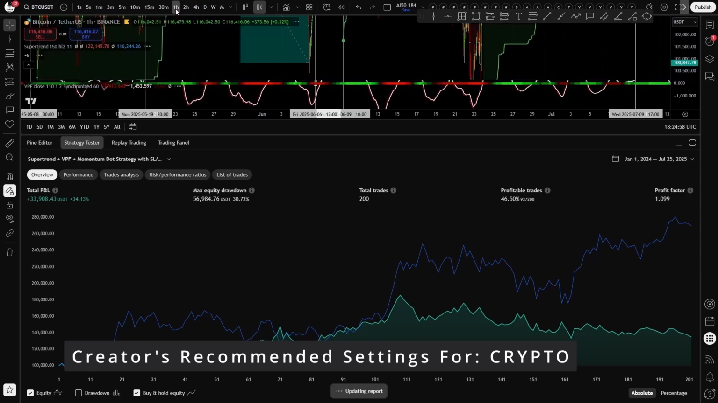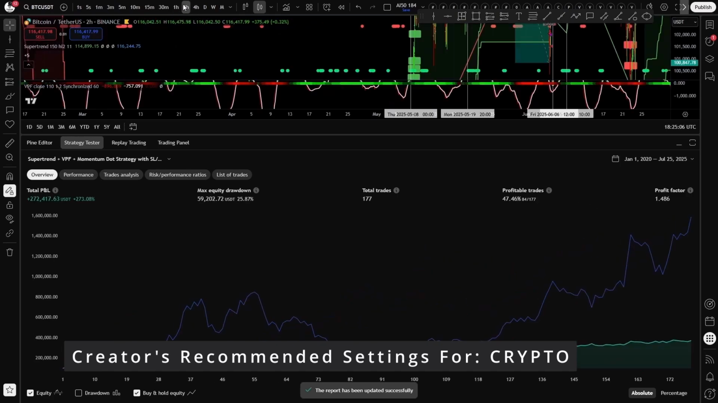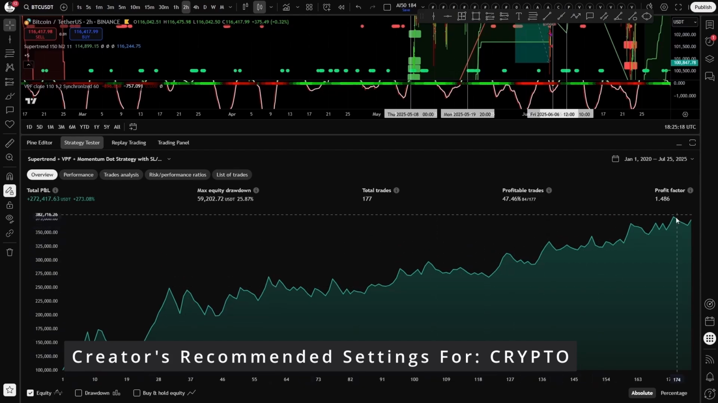What about the 1 hour? Well, 1 hour is around break even, so let's see the 2 hour. 2 hour now is nice, profitable, but the buy and hold equity curve is much better. If I remove the buy and hold equity curve, look how beautiful its uptrend is. So I think this strategy might be good if you try to optimize it for the 2 hour.